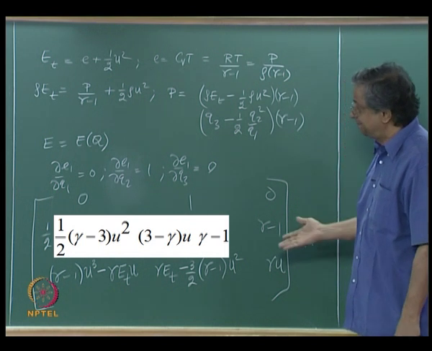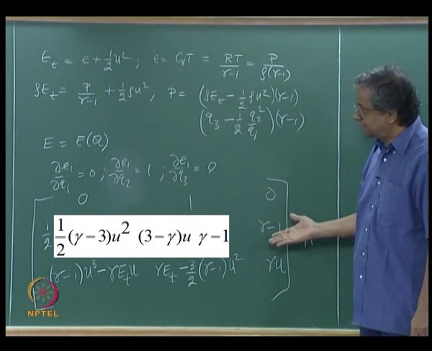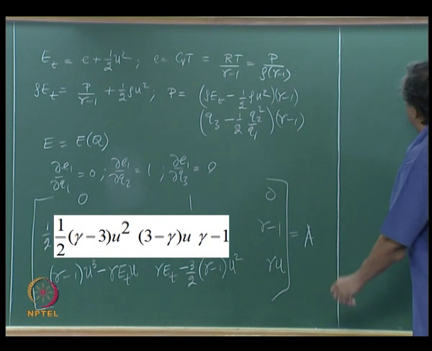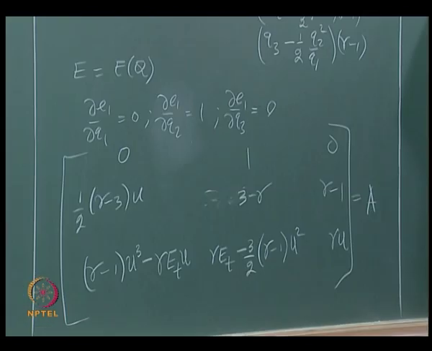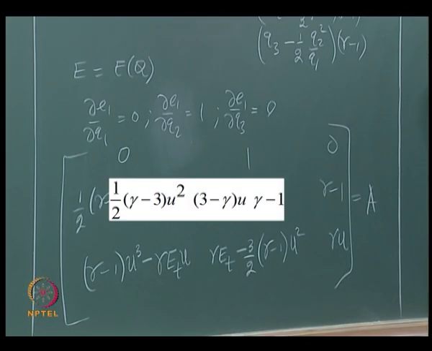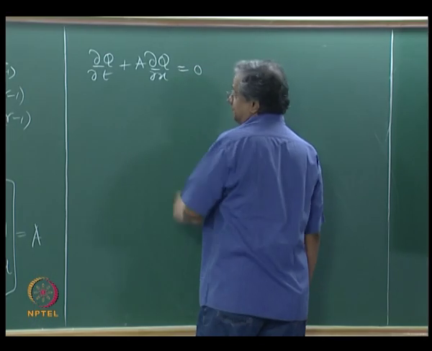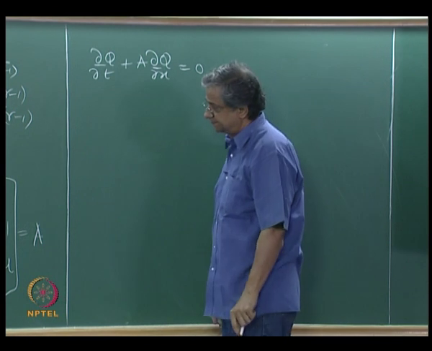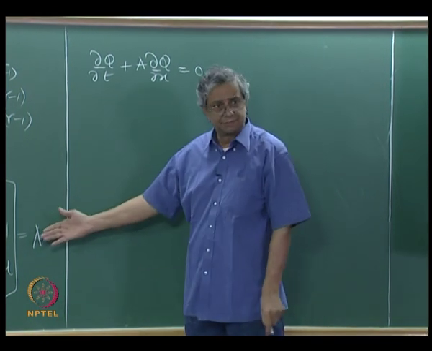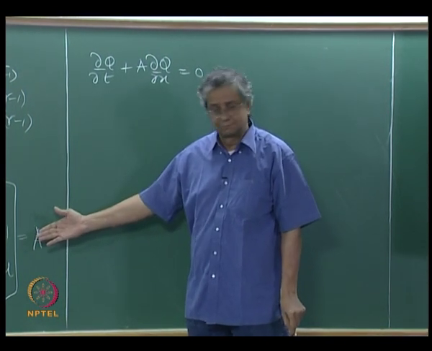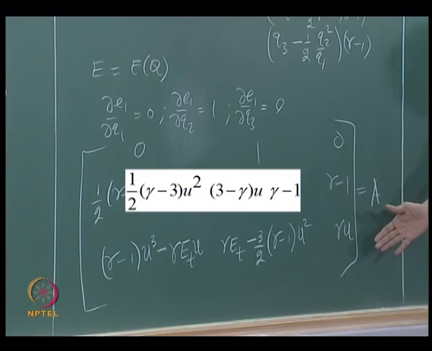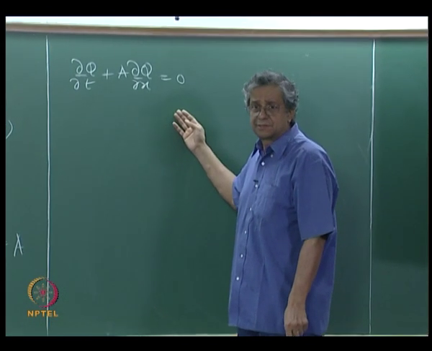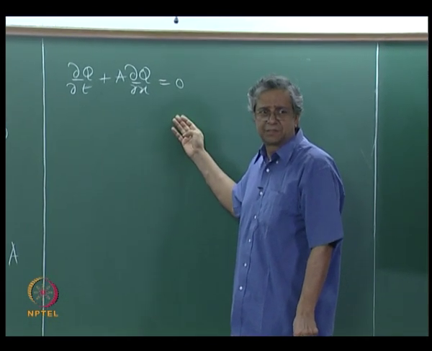Okay, so we are back to the original question that though I have managed to write the equation as dou q dou t plus A dou q dou x equals 0, A is a very, the first row is okay, but it is a pretty complicated expression and the system of equations is still coupled. So though it resembles our linear wave equation, it is nothing like our linear wave equation.